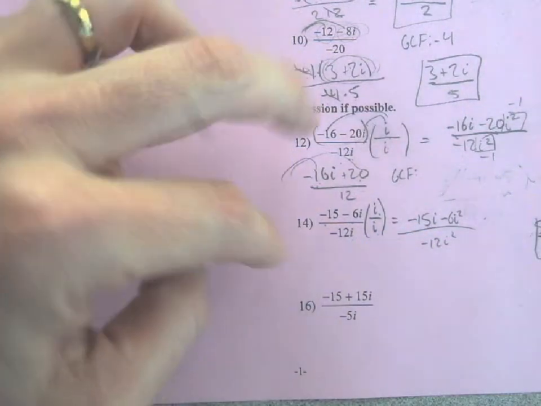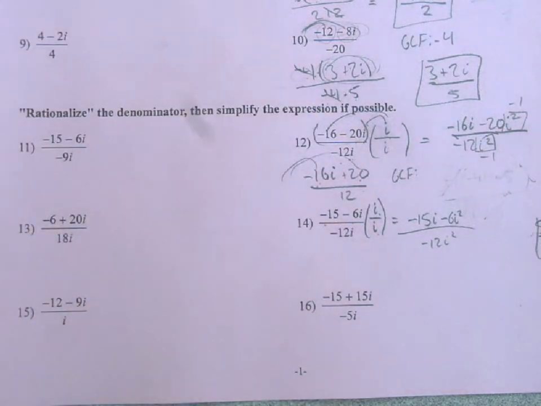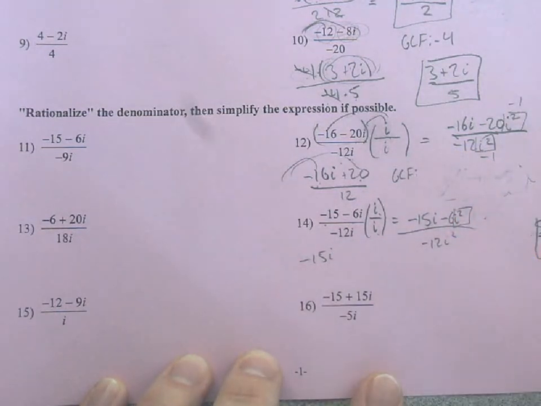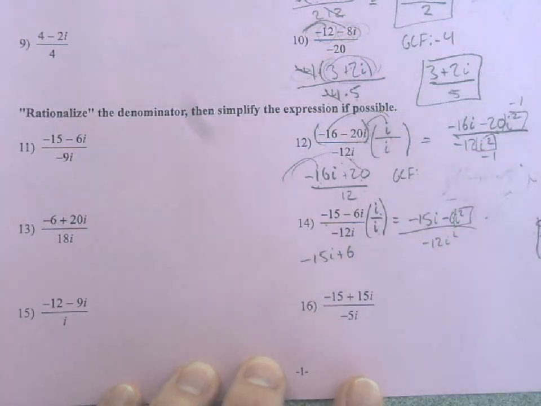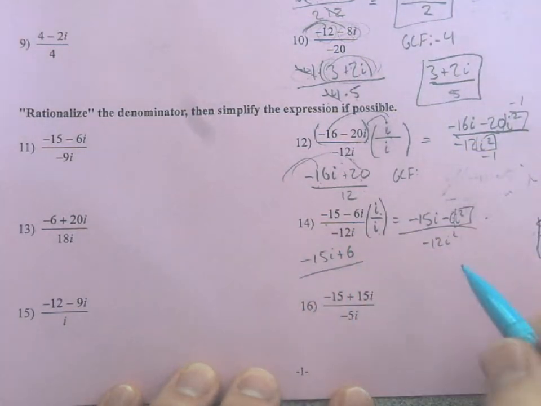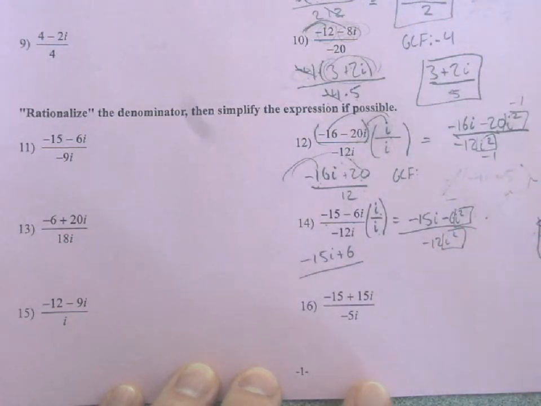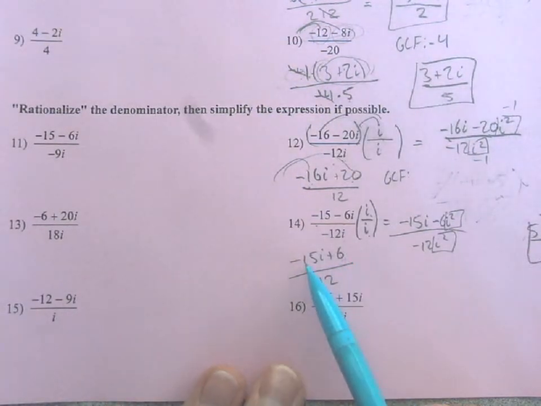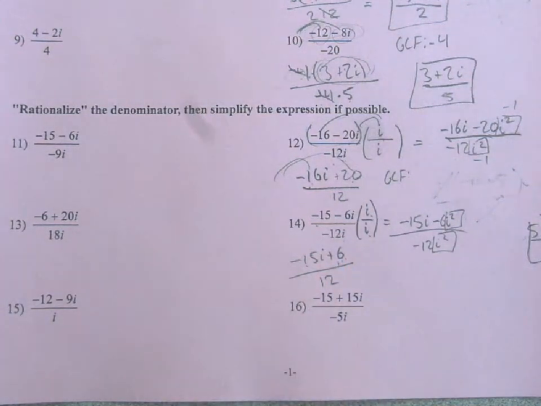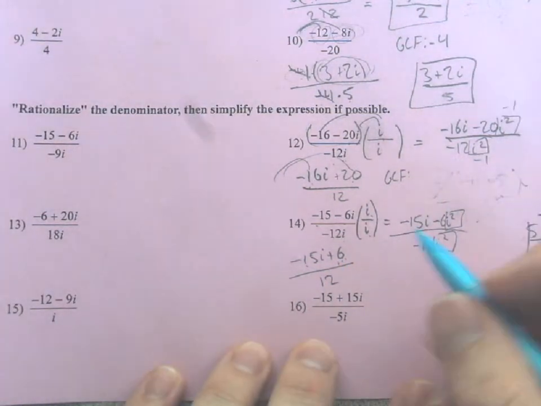The I's get canceled. Oh, actually, that's very similar to what we had here. Those are similar problems. Okay, so on the top, I got negative 15i, but the negative 6 times I squared is negative 6 times negative 1, which is a positive 6. Remember, I squared is negative 1. And negative 12 times I squared is negative 12 times negative 1. So that's going to be positive 12. Okay, now we have to look for common factors. What goes into both of these? 3, right? Okay, greatest common factor is 3.